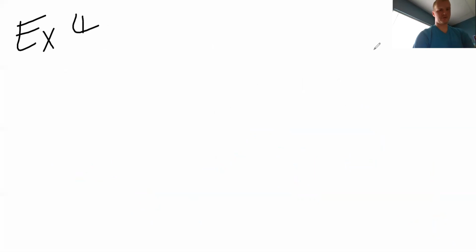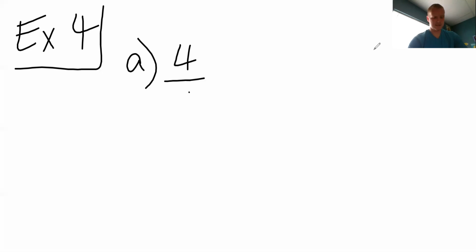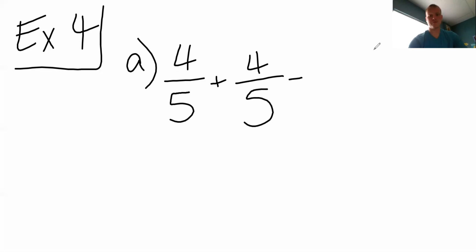Yeah, we should do example 4. Example 4 on page 62. I'm going to pick someone different. You guys are all different. Let's be honest. We have 4/5 plus 4/5. So 4/5 plus 4/5. Abby, how am I going to do this one? How am I doing that?